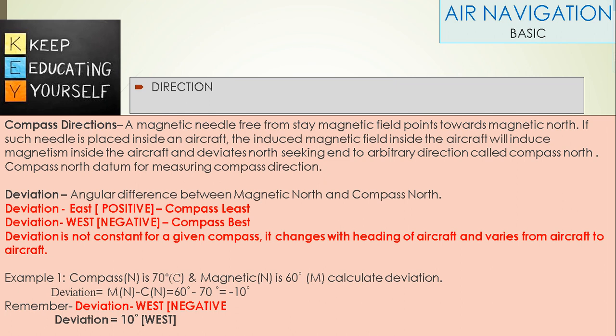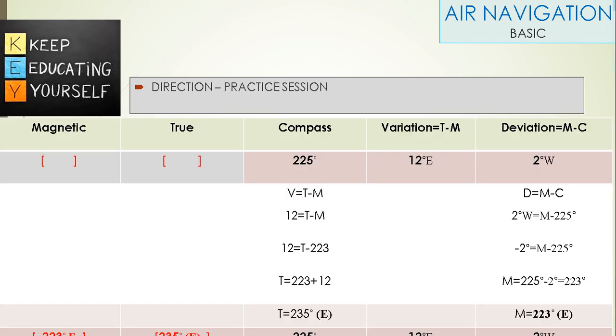Example: compass north 70 degrees, magnetic north 60 degrees, calculate deviation. Deviation is the angular difference between magnetic and compass north. So magnetic north 60 degrees minus compass north 70 degrees, the answer comes out to be minus 10 degrees. Minus value we take for west, so deviation is 10 degrees west.